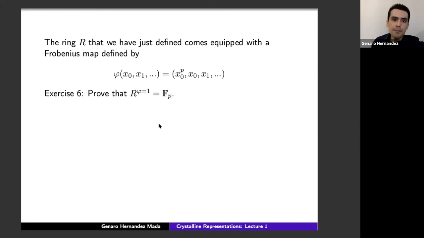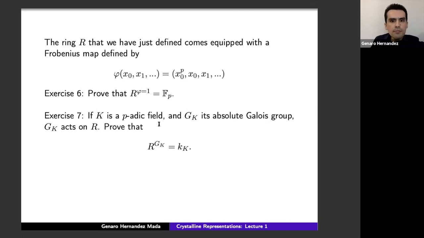And if K is a p-adic field, and G_K the absolute Galois group, then G_K acts on R. And I mean, in a very natural way, right? We can take the action in each component, and we can prove that the elements that are stable under that action are just the elements of the residue field of K. Okay, and a last exercise that I'm proposing here is to prove what I already said, that the Witt vectors of F_p is just Z_p.